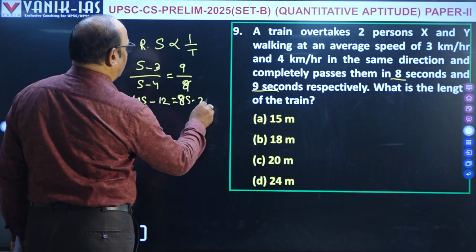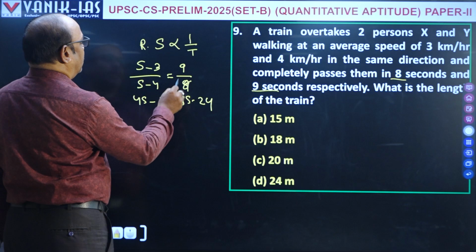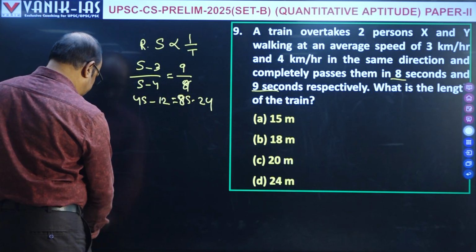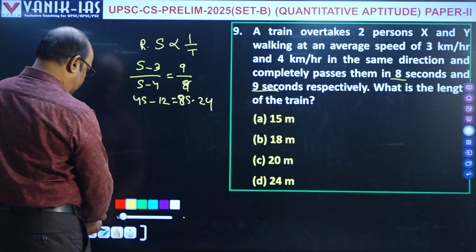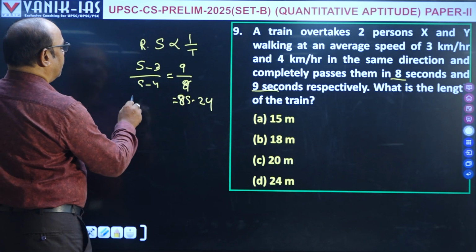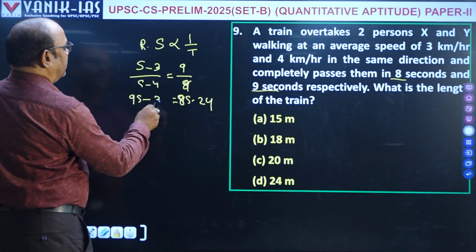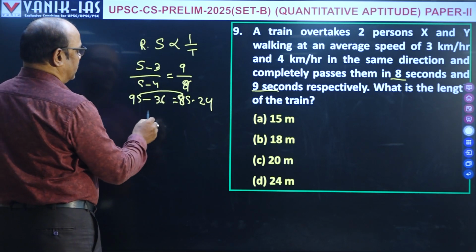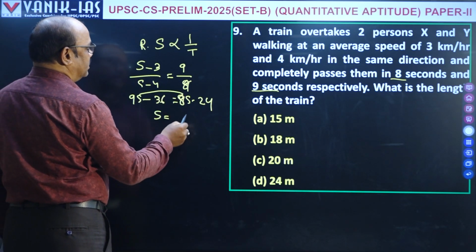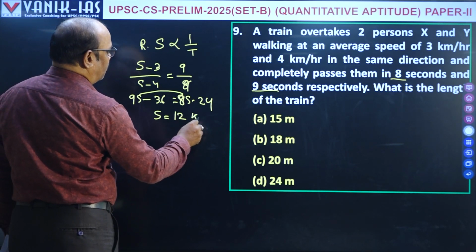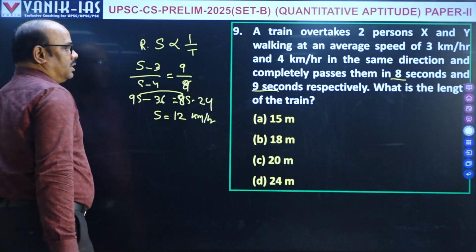8S minus 24. So 8S, and this will be 9S minus 36. So 8S minus 24. After taking minus S, S would be 36 minus 24, that is 12. And 12 is kilometer per hour.